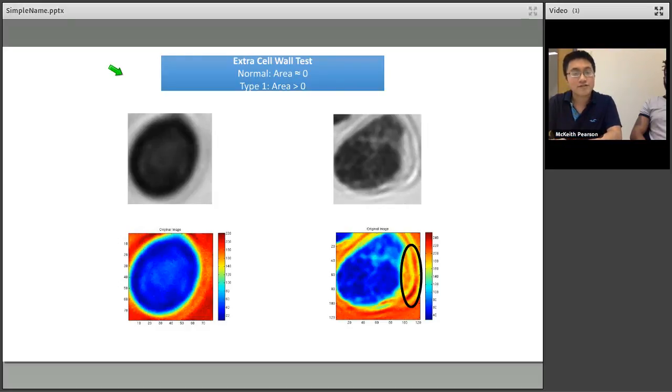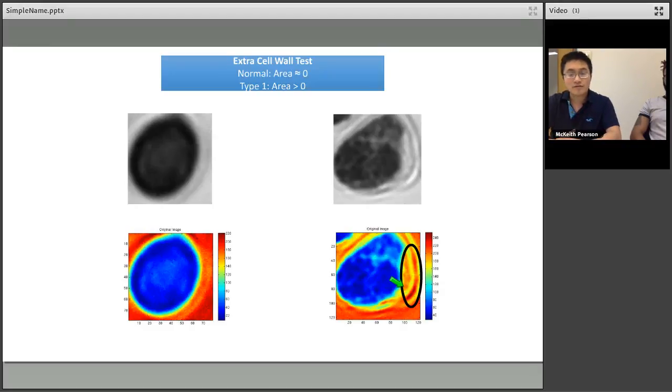On the top left, you see a normal cell. Below that, you see a heat map of the cell. The first thing to note is that the boundary is pretty much uniform and solid, while on the top right, you see a type 1 image and a heat map below it. Some things to note from this is that the boundary is not uniform, as well as a section right here, which is the extra cell wall described by Keith earlier.